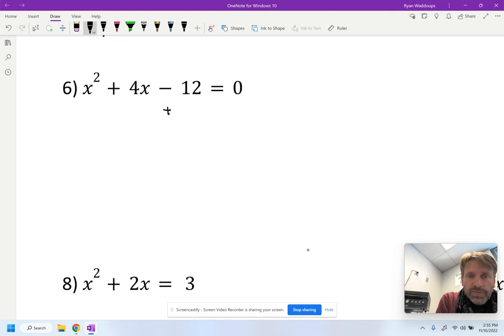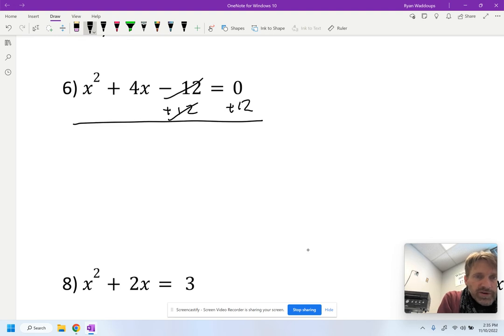I'm going to add 12 to both sides. Add 12 and add 12. And then that cancels the 12 over here, leaving x squared plus 4x plus something equals 12 plus something. We're going to leave that space so that we can add the same number to both sides.